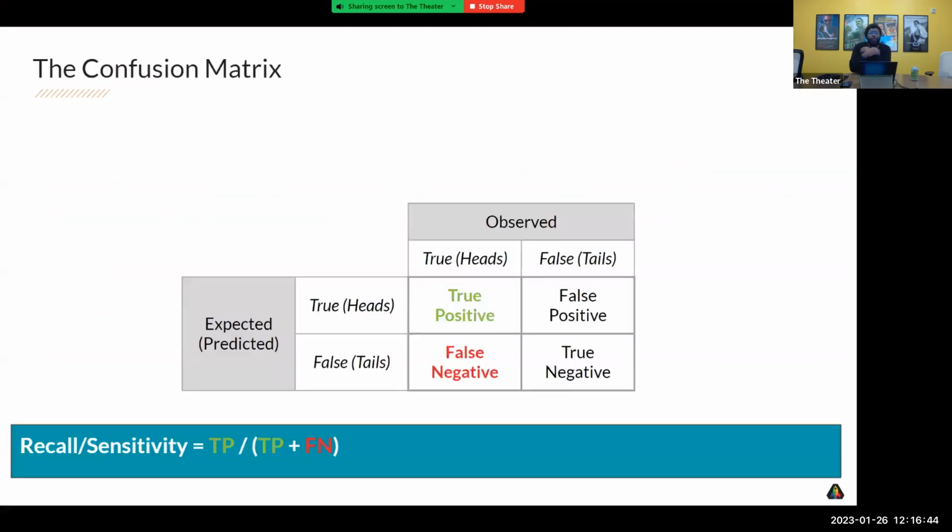So for this one, it looks like this. Recall and sensitivity, it looks like this. You have true positive over your true positive plus your false negative, or like I said earlier, it just works in this column. So then when we take a look and we see that the ice cream is down here, and this is what we're trying to minimize, then we can go back and find that recall or sensitivity is going to be the best case metric for us here.